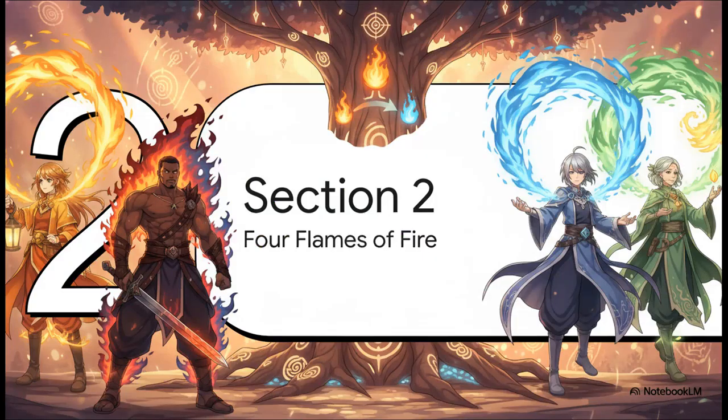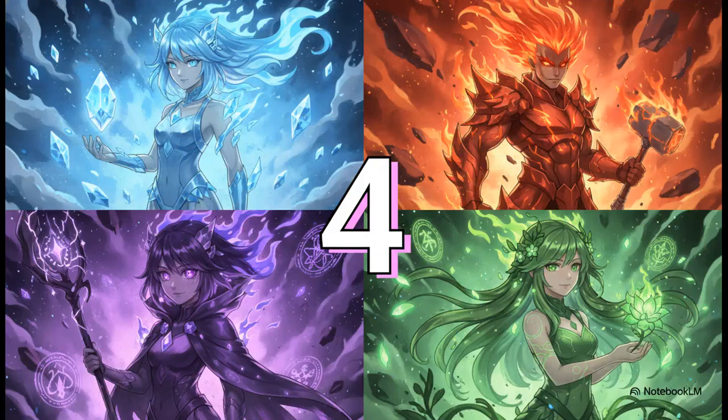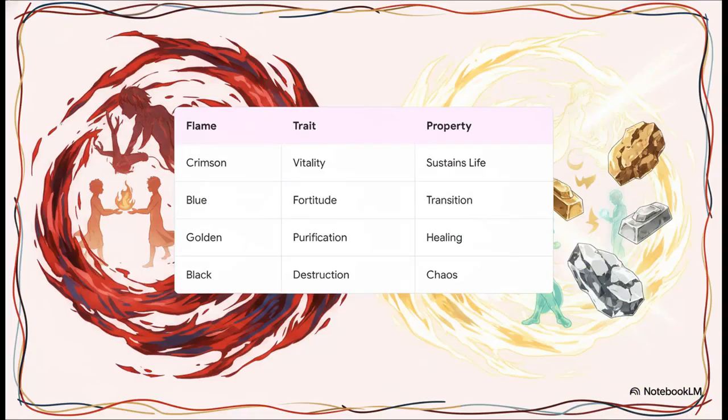Moving right along to Section 2, the four flames of fire. Okay, so here we're shifting from pure physics into a theoretical framework where fire isn't just one giant monolithic element. Actually, the mastery of fire is divided into highly specific, purpose-driven categories. In this system, there are exactly four major categories of flame. And they aren't just ranked by how hot they burn. No, they're distinguished by unique color, a core physical trait, and a really specific emotional property. This breakdown brilliantly illustrates just how complex the element is. These core traits act as a practical guide for students trying to balance these four elemental forces.